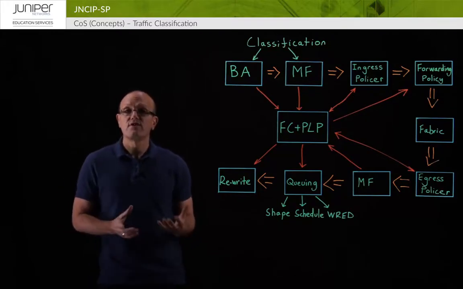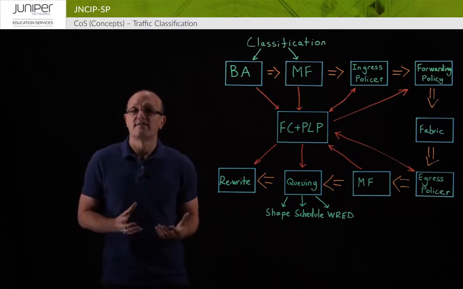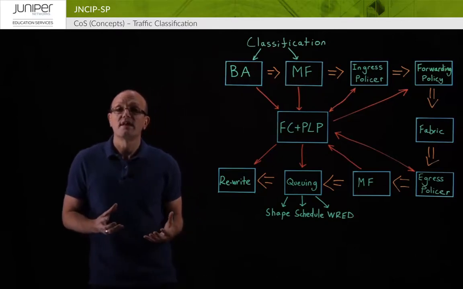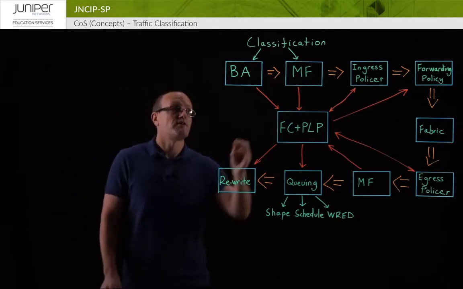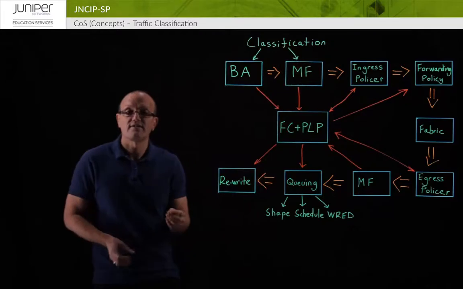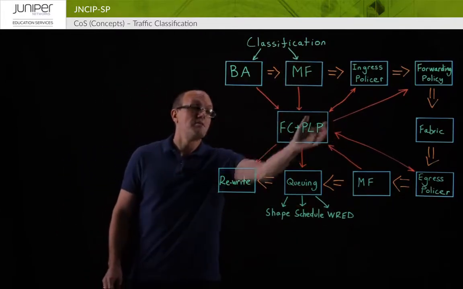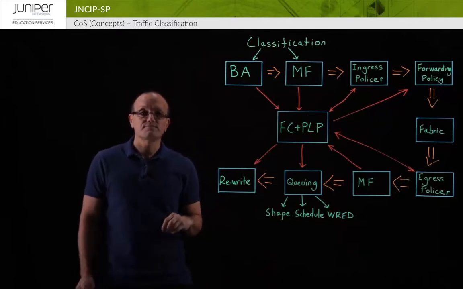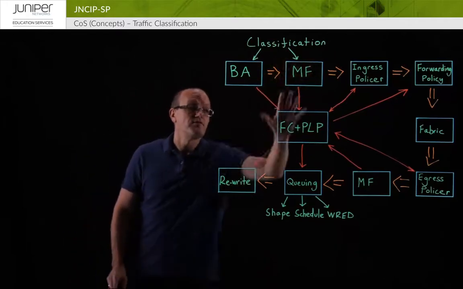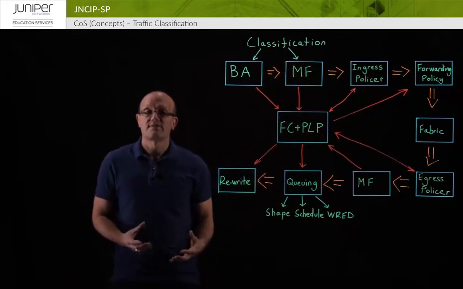And so this gives us great granularity in how we can identify traffic. And what we then do is, within that firewall filter, we then set, using a then action, the forwarding class and maybe the packet loss priority as well. And so this is the first main way that we can classify traffic.